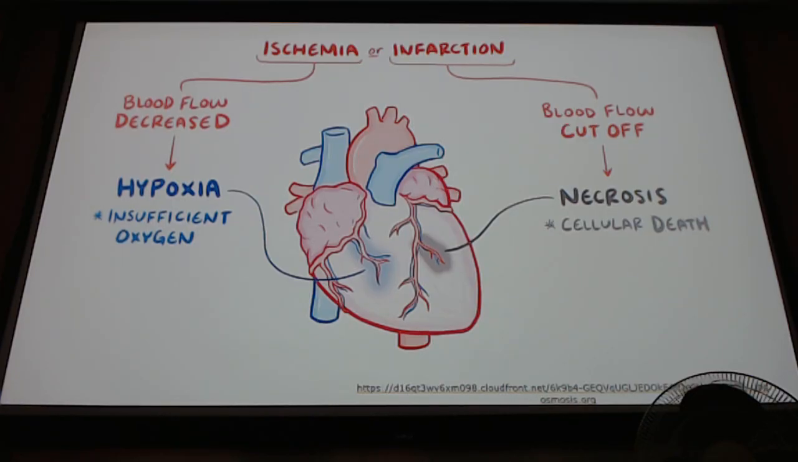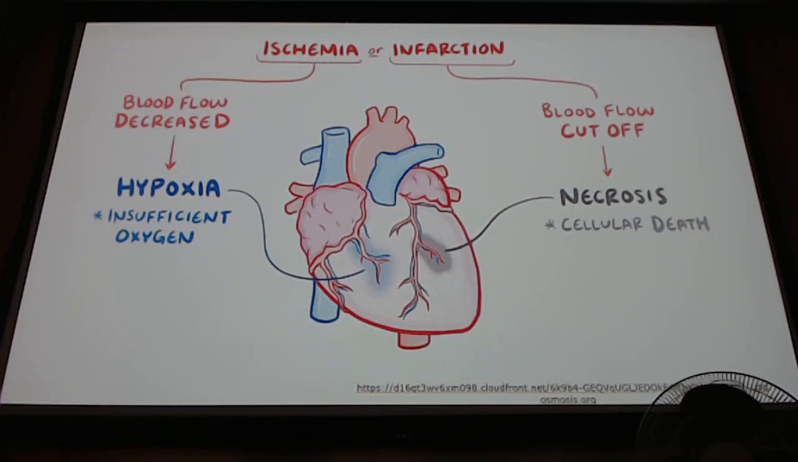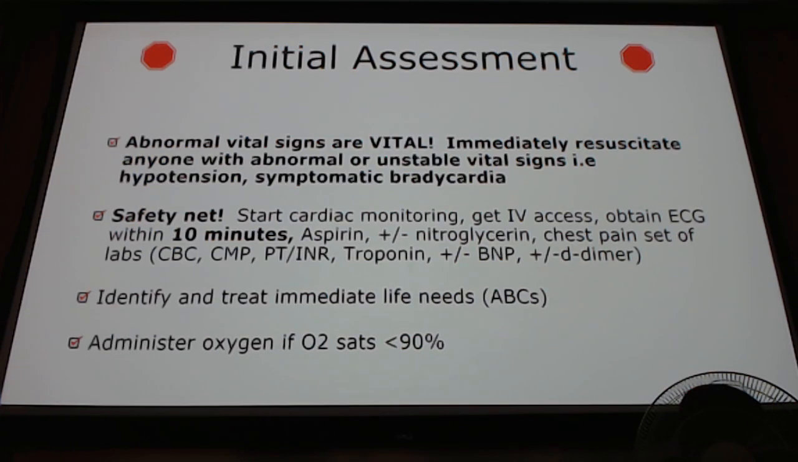And here's just a little picture of ischemia. You don't have complete occlusion, so you'll still have some blood getting through, but not enough oxygen, so hypoxia to that area. Versus infarction, which is complete occlusion, where you're going to have necrosis and cellular death. Our goal is to avoid that necrosis before it becomes irreversible, and that's why we do a lot of the things we're going to talk about today.